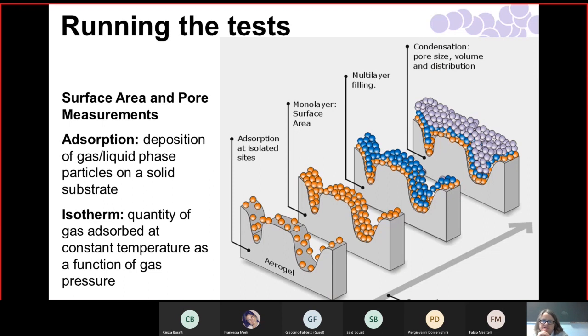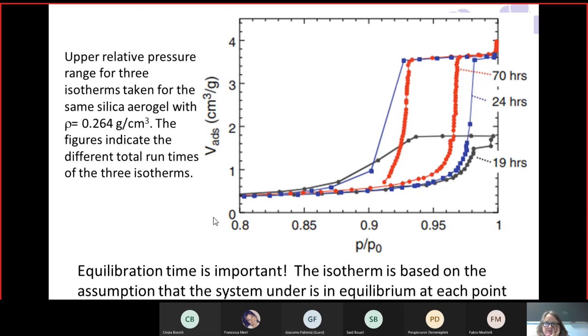And do I have one? Yes. And so here is an example of an isotherm. This is actually 3 isotherms. So this plot is the volume adsorbed or desorbed versus the partial pressure. Okay, and this is just showing the upper range of partial pressures. And this is from the Aerogels Handbook. This is a silica, a rather dense silica aerogel. The density is pretty high.